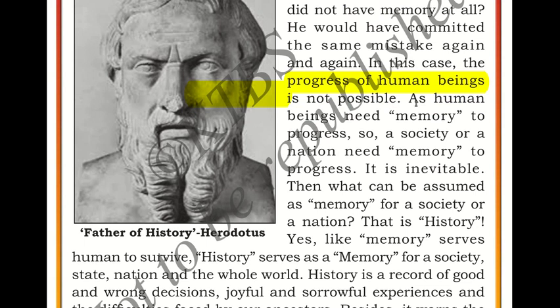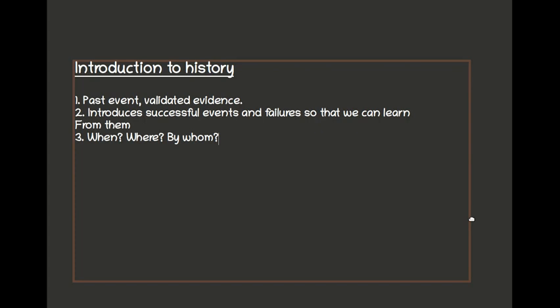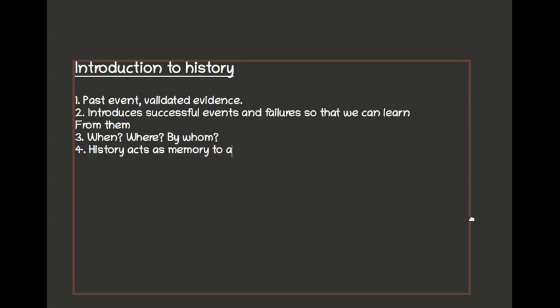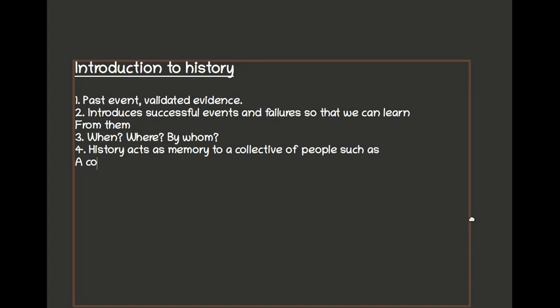As human beings need memory to progress, so a society or a nation needs memory to progress. Similar to how we as individuals learn from our past experiences, the collective society or a country also needs something similar. It is inevitable. Then, what can be assumed as a memory for a society or a nation? That is history. So from history, we learn from experiences. History acts as memory to a collective of people, such as a community or a country, a nation or a society.